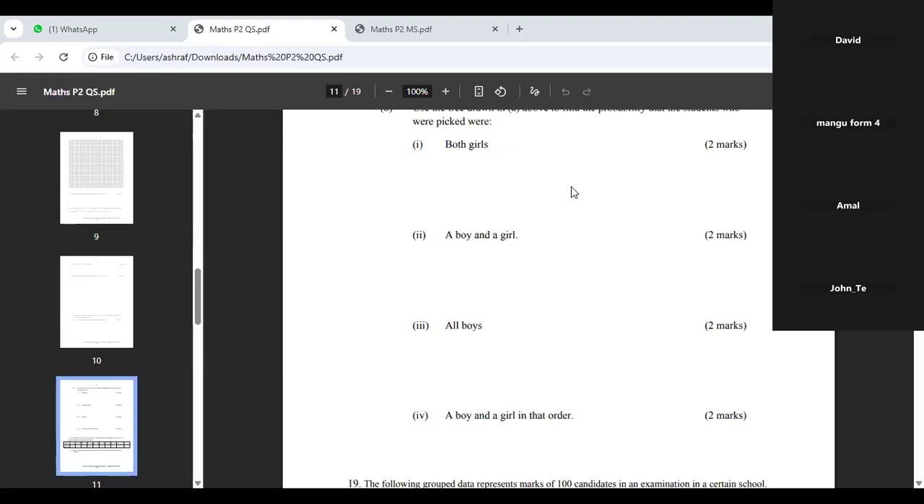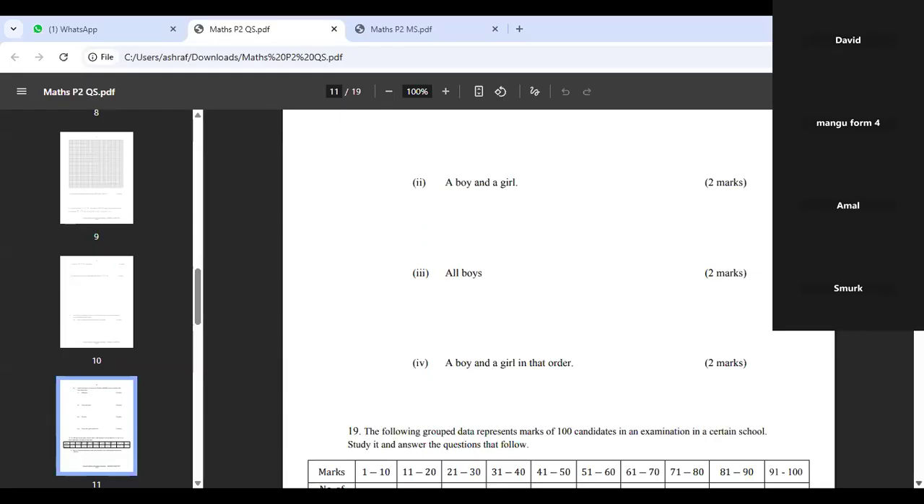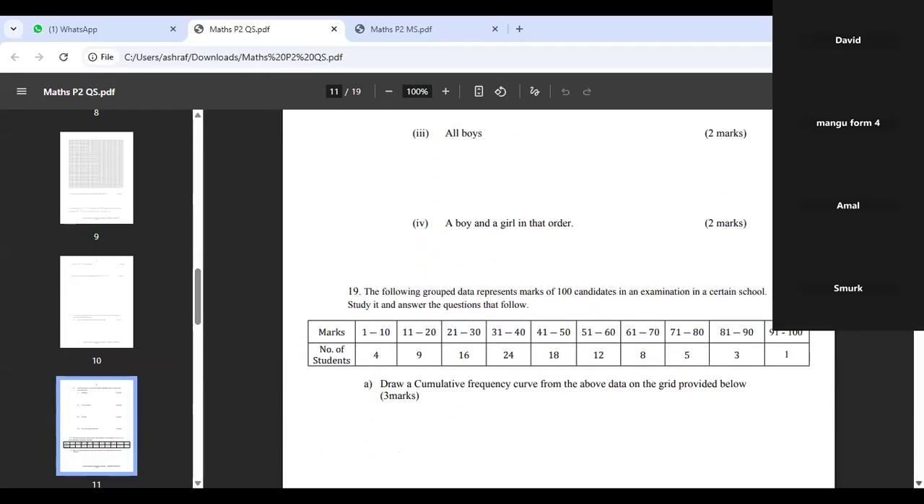Yes, David. You can unmute yourself. David, 5 over 21. Okay. So that was a very simple question, but the catch was without replacement. You are not told it's without replacement. So if you forget and put with replacement, then it becomes a problem.